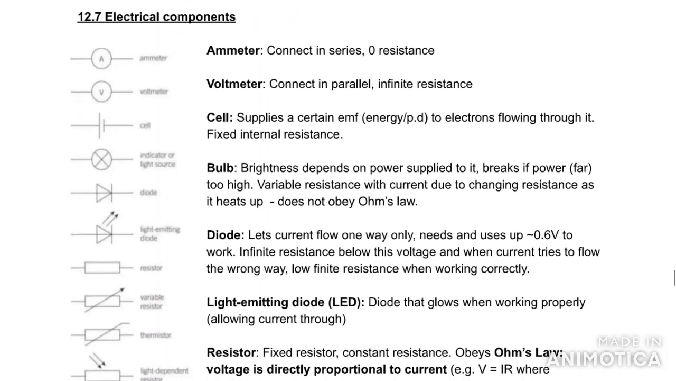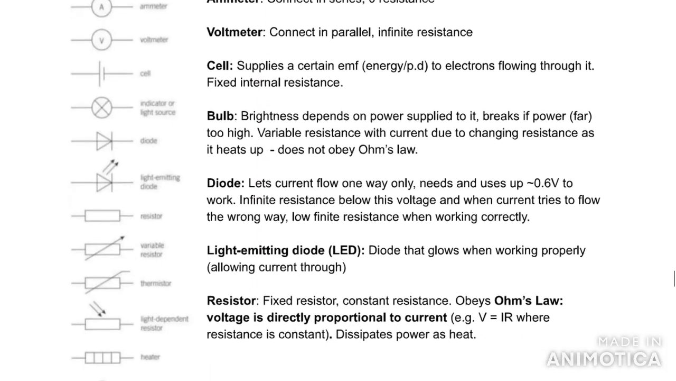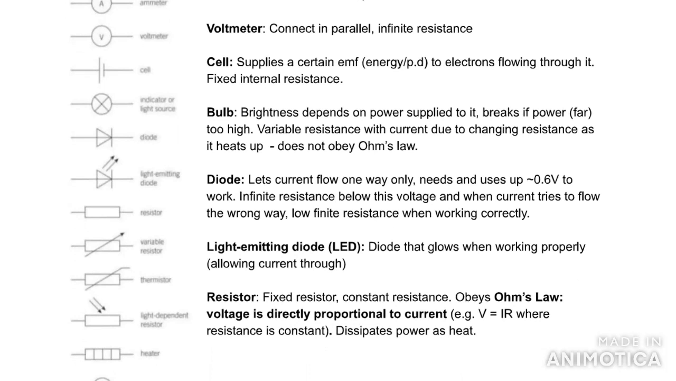Okay, now a list of electrical components. I'm not going to go through them. We've gone through some of them already, and I'm not going to go through them in huge amounts of detail, except for the most important ones. So ammeter, we've talked about. Voltmeter, we've talked about. Cell, we'll talk about further in a bit. Bulb, we've talked about. We'll talk about it in a bit more detail. Just remember, bulbs do not obey Ohm's law, which again, we'll talk about in a second.